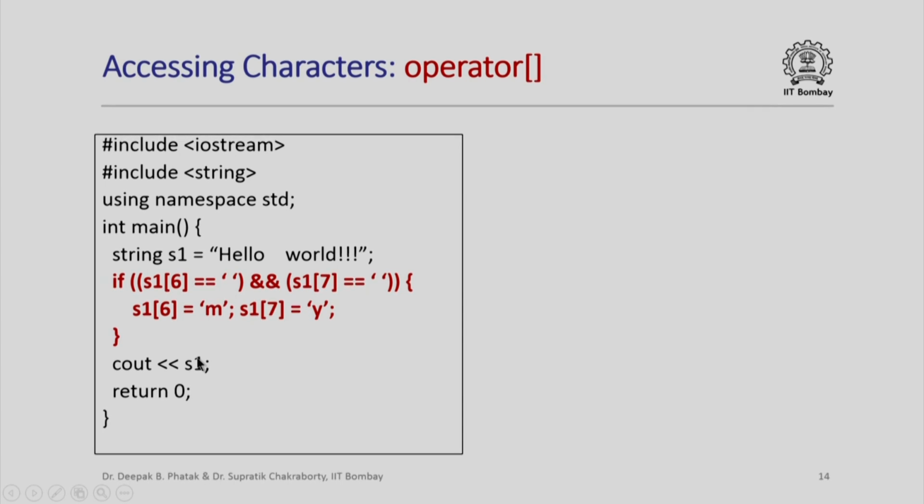And then when I print out S1, what will I see? I will now see hello space MY space WORLD followed by 3 exclamation marks. So this is one mechanism by which you can access the characters in a string just like a character array. Note however that the string class is not a character array, it is a class. This is an overloaded operator for the string class which allows you to access the character at the 6th position if you were to treat this as a character array.